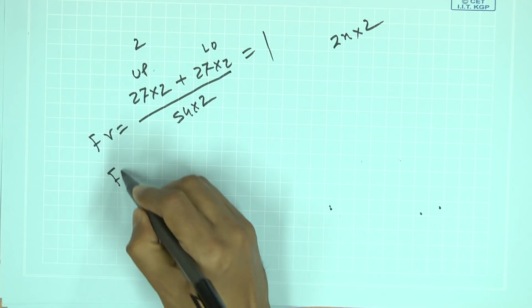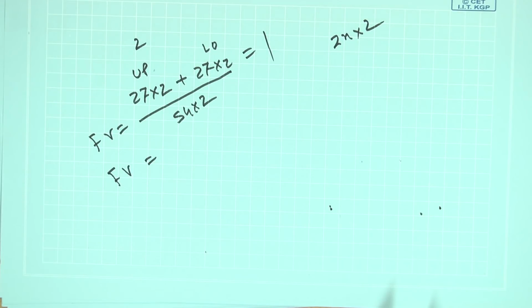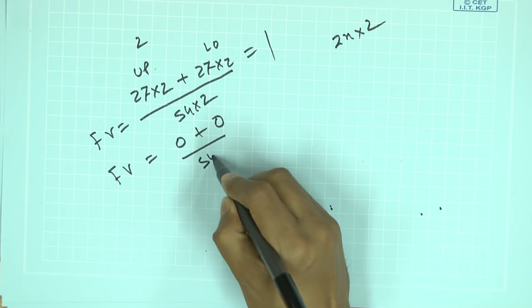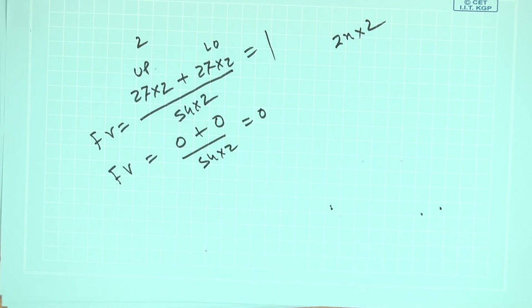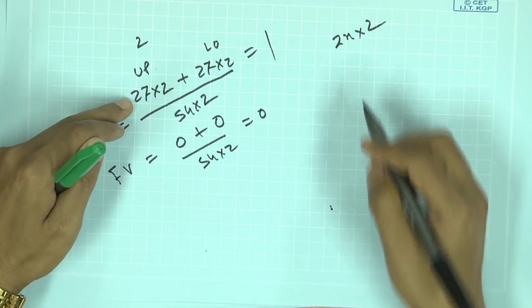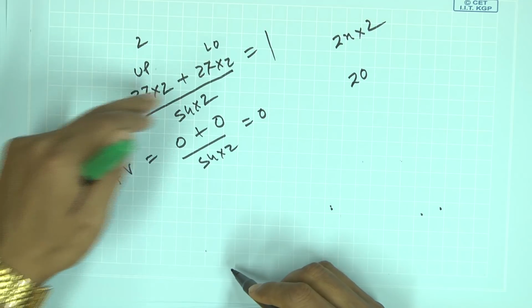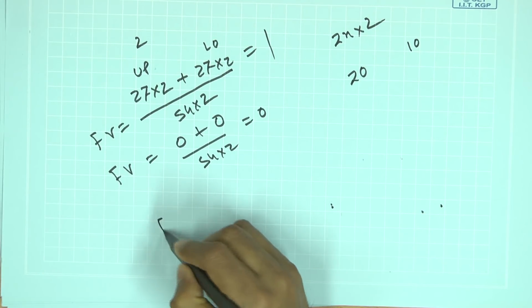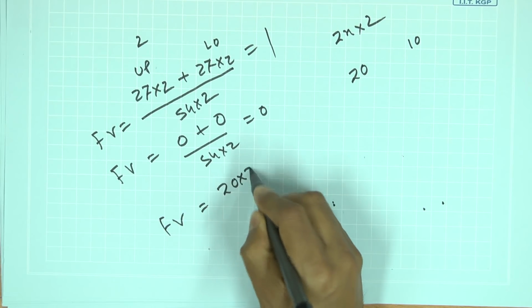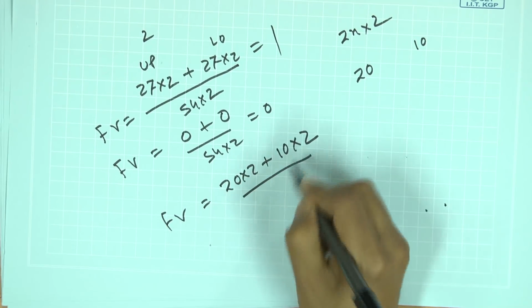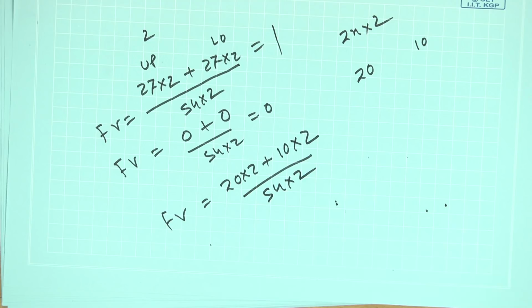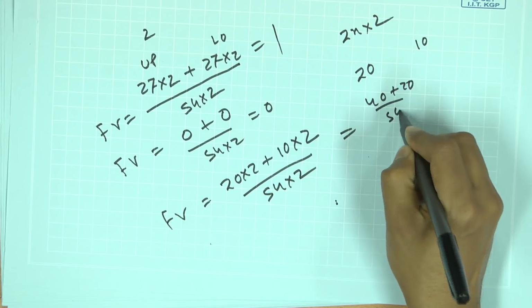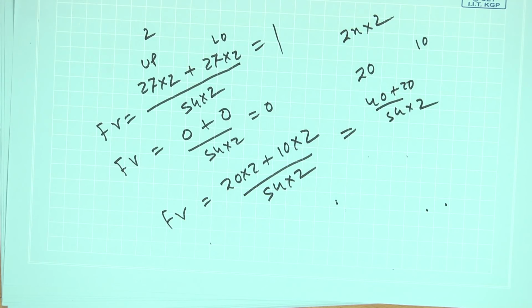Now when will FB be 0? When nobody gives the answer. So upper group 0, lower group 0, divided by 54 into 2, equal to 0. Now suppose out of 27 in the upper group, 20 give the correct answer, and out of 27 in the lower group, let's say 10 students give the correct answer. Then the facilitation value is 20 into 2 plus 10 into 2 divided by total marks, 54 into 2. So I get 40 plus 20 divided by 54 into 2. So I get the FB value, which is less than 1.